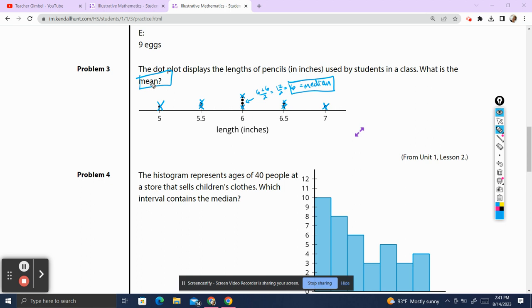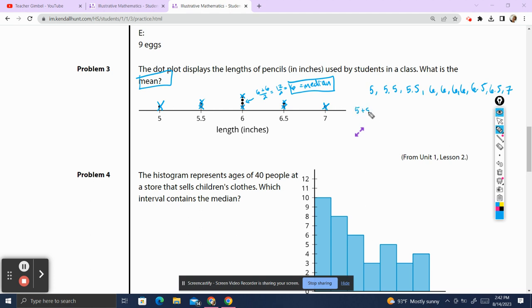So for the mean, I need to figure out what all of my values are. So I have one 5, I have two 5.5s, I have four 6s, and again, I'm writing it out because for me, visually, that helps me see it. 6.5 here, and then a second 6.5, and a 7. So when we have a mean, what you do is you take each of the values, you're going to add them all up, and you're going to divide by the number there are. So let's write this out in a big equation.